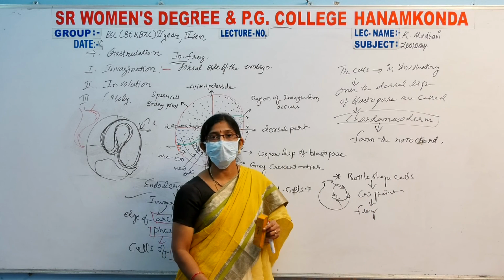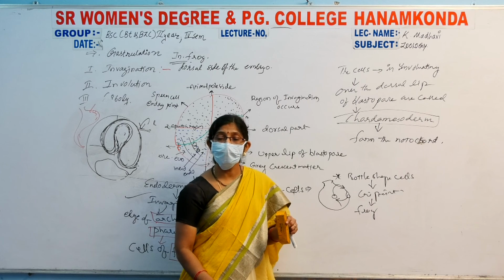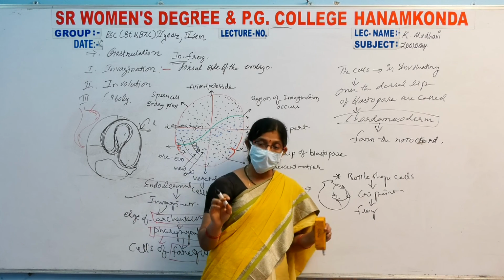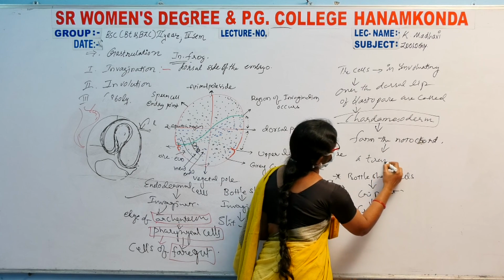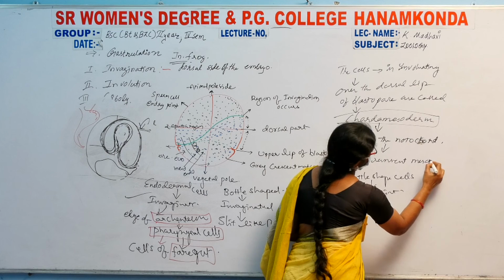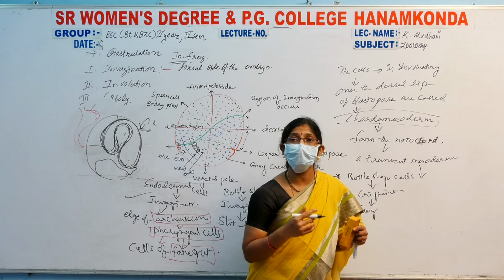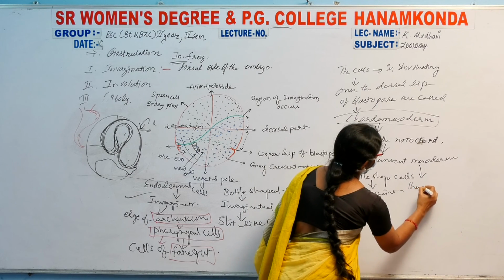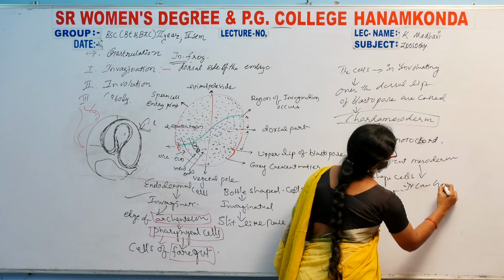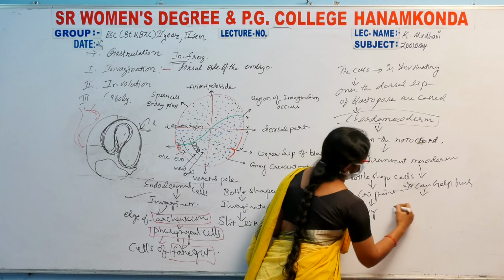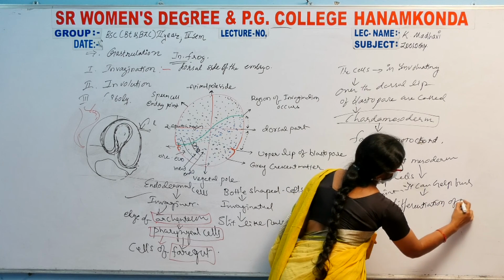The chordamesoderm layer helps in the formation of the notochord and a transient mesoderm. This transient mesoderm helps in the differentiation of the nervous system. It can help in making the differentiation of the nervous system.